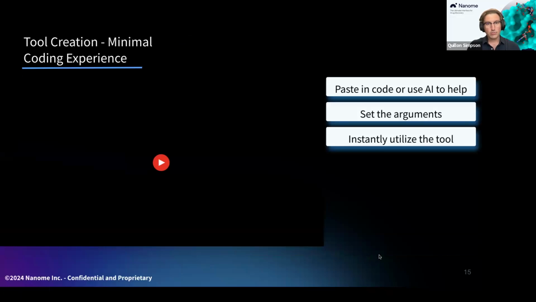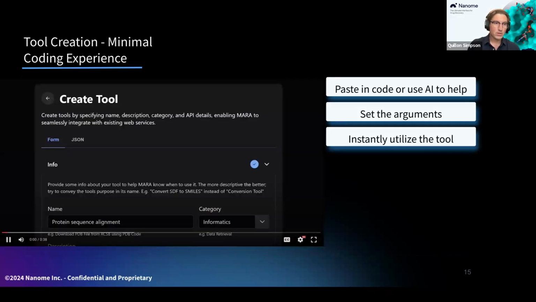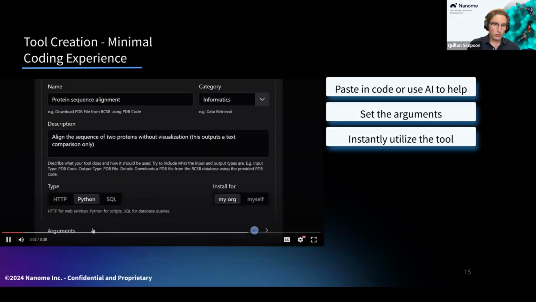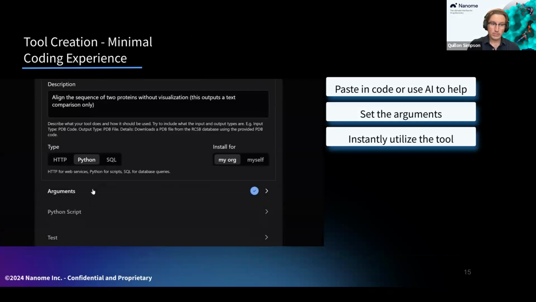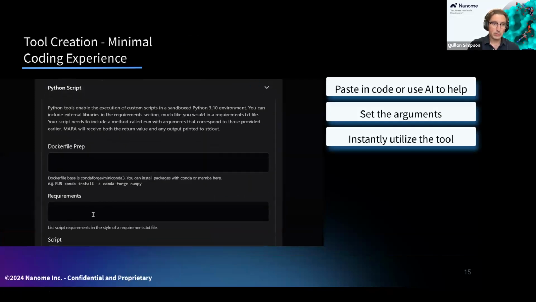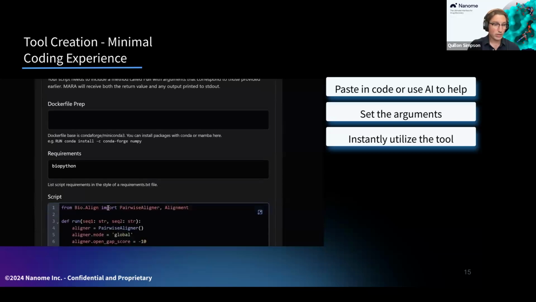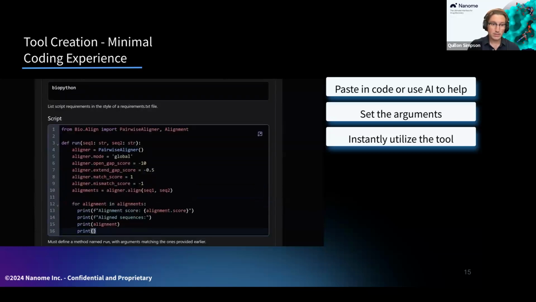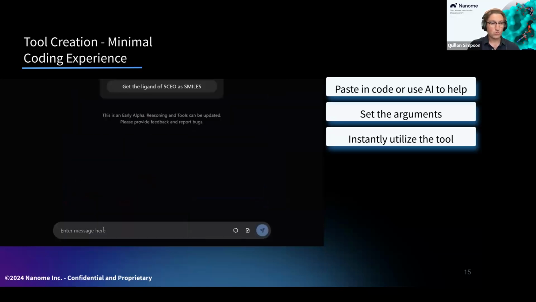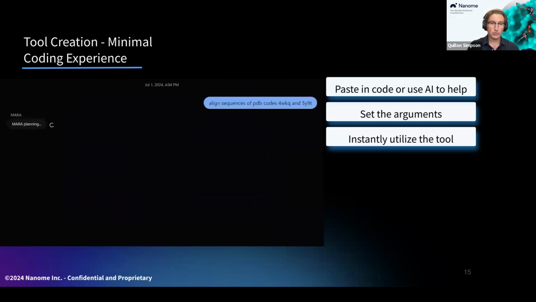So I mentioned earlier that we have tool extensibility as a key feature of the Mara ecosystem. The way that we create tools within Mara is incredibly simple and requires no coding experience. You simply provide the context and the requirements for running a code snippet, paste it in, save that code snippet, and the tool is available for you to immediately utilize in the platform. So in this example here, we're just doing an alignment of two sequences.